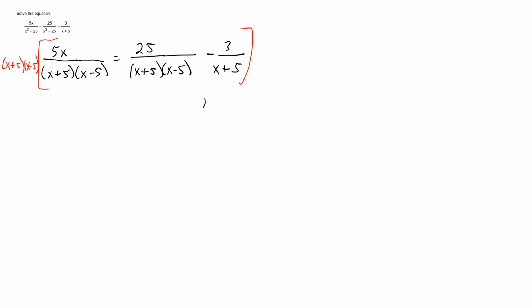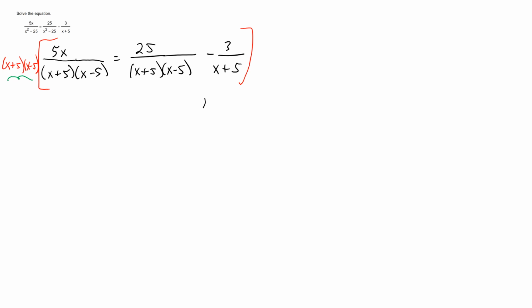And that takes care of the next one. And on the third quotient, all I need is an x plus 5. And so x plus 5 times x minus 5 is the minimum expression I need to cancel out each of the denominators. So now we're going to take the common denominator here and distribute it.